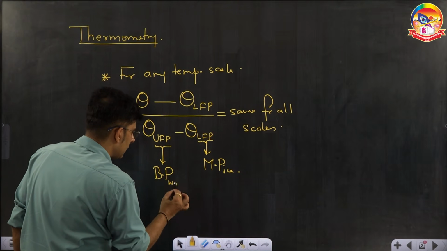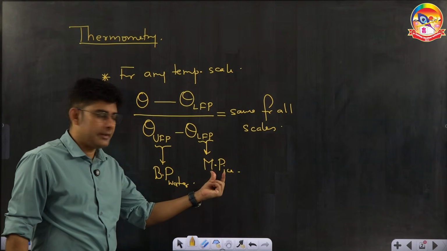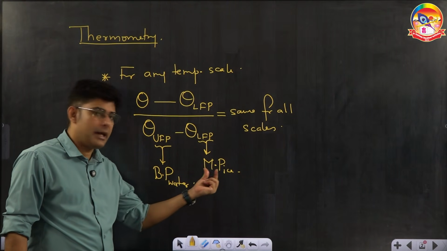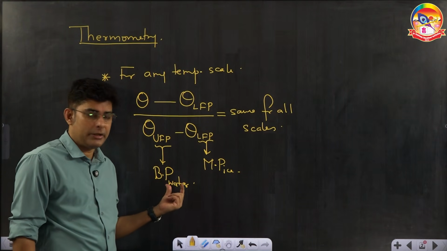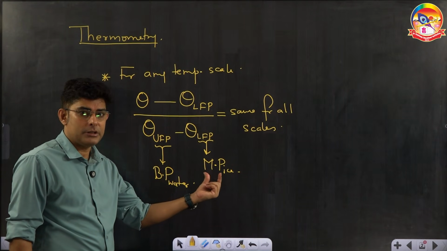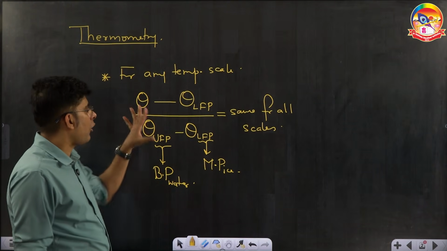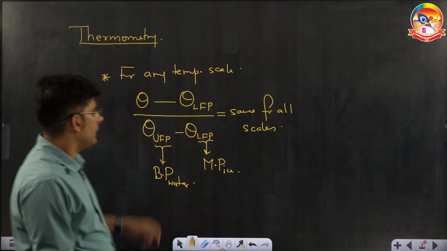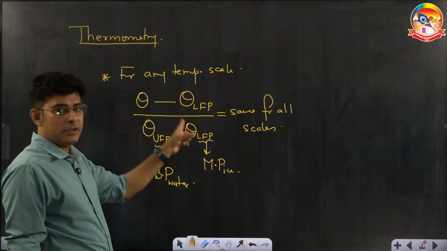the boiling point of water. Now you know in Celsius it is 100 and 0 degree Celsius. If you have a Reaumur scale, it is 80 degree Reaumur and 0 degree Reaumur. If you have the Fahrenheit scale, it is 212 degree Fahrenheit, and this is how much? 32 degree Fahrenheit. So there are different scales. For all the scales you have to remember that this is going to be the same, right? Now when we are comparing temperatures, we will use this formula.